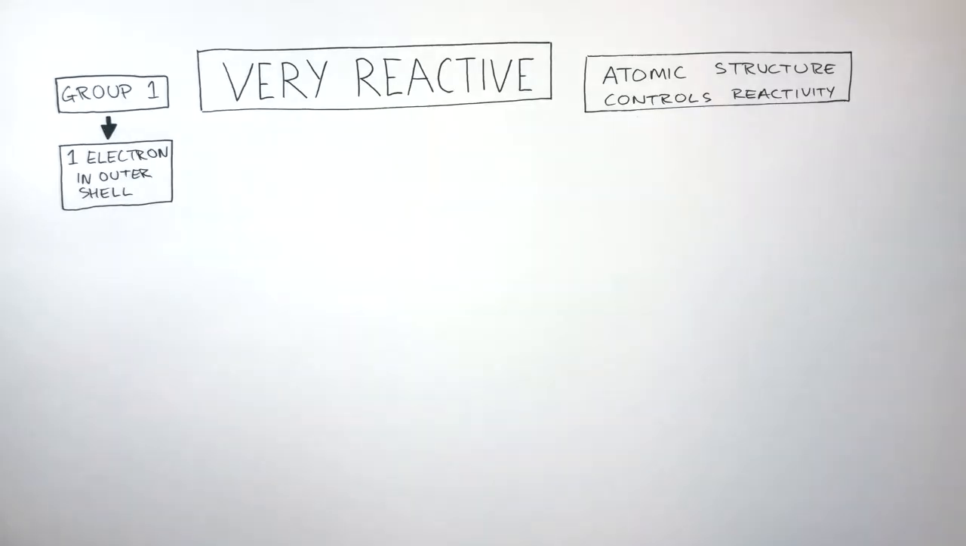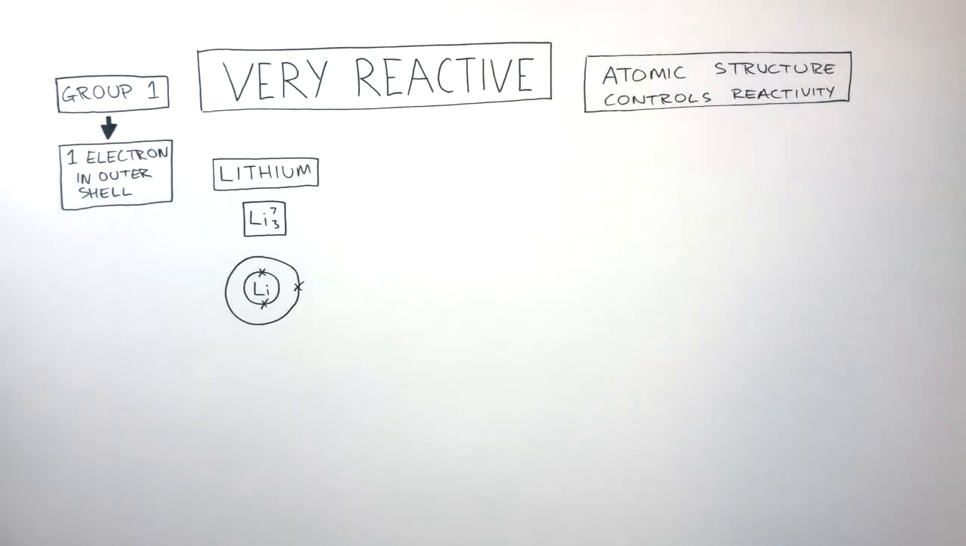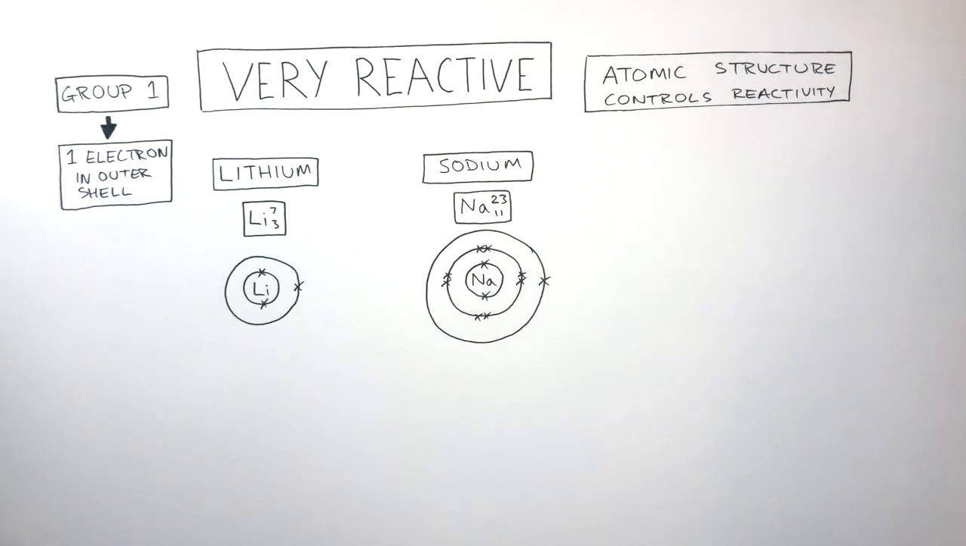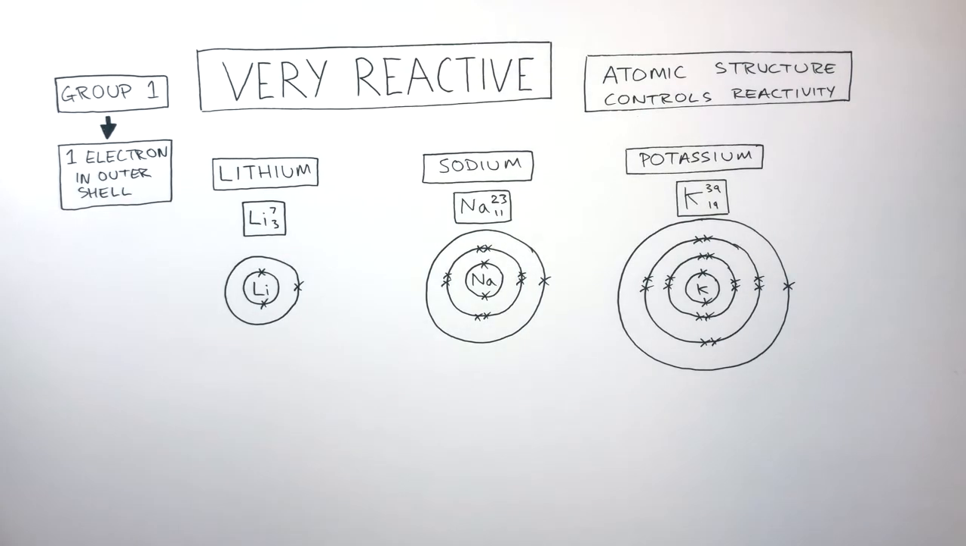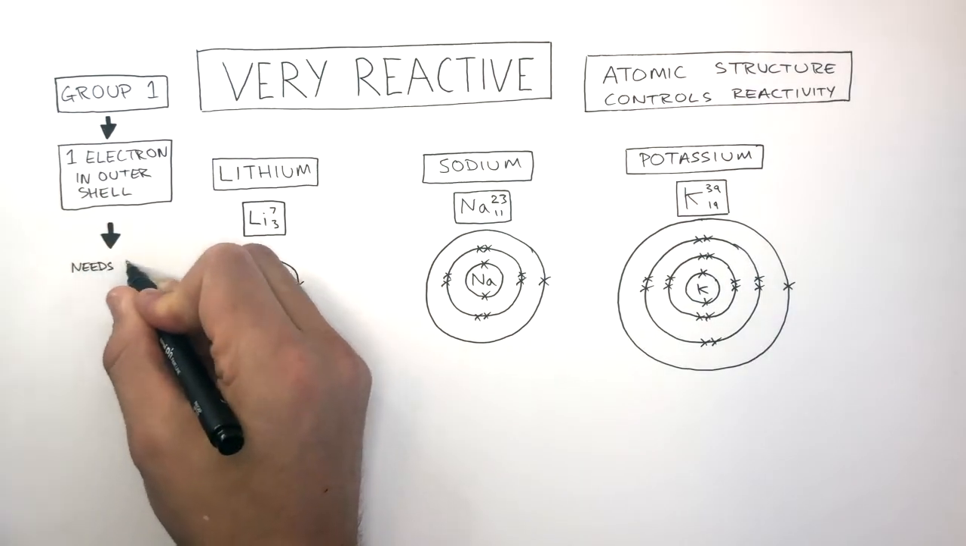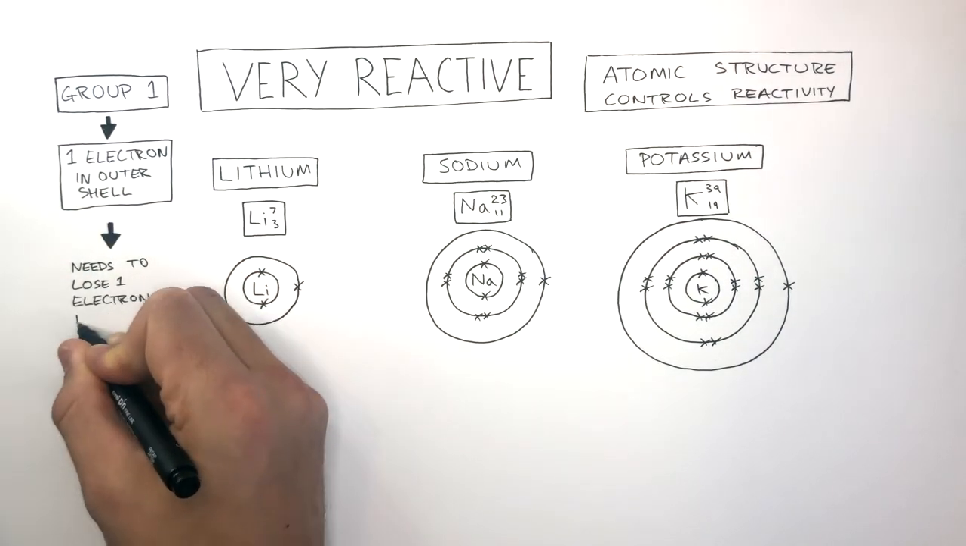So if we take a look at the atomic structure of the first three elements in Group 1, we'll see lithium has one electron in its outer shell, sodium has one electron in its outer shell, and potassium has one electron in its outer shell. Remember, an atom is not stable if it does not have a full outer shell of electrons. Therefore, each one of these atoms needs to lose one electron to be stable.